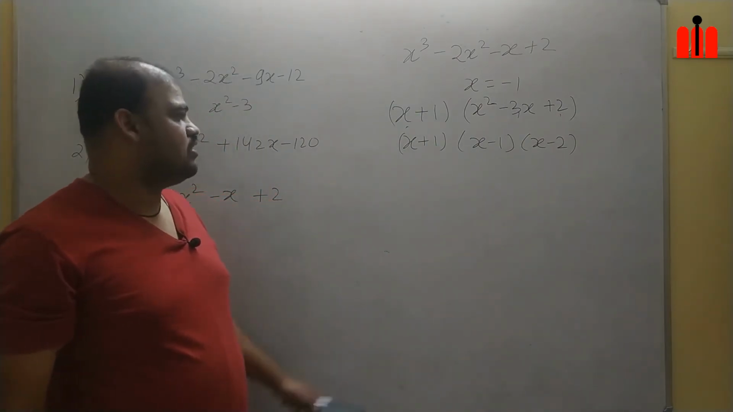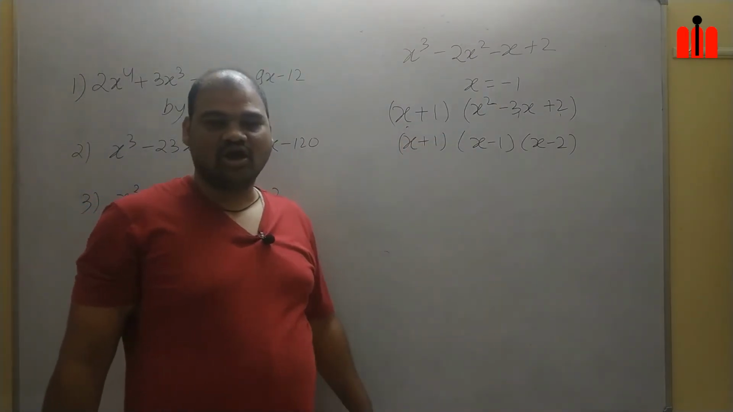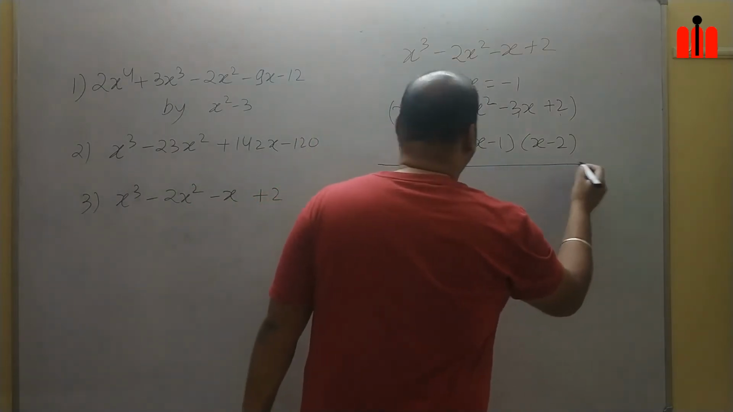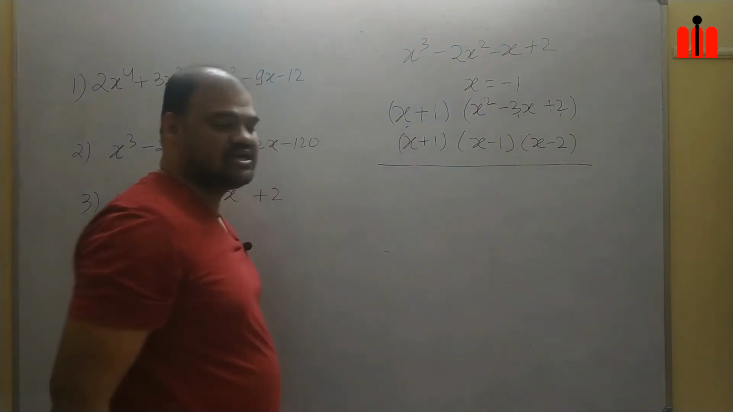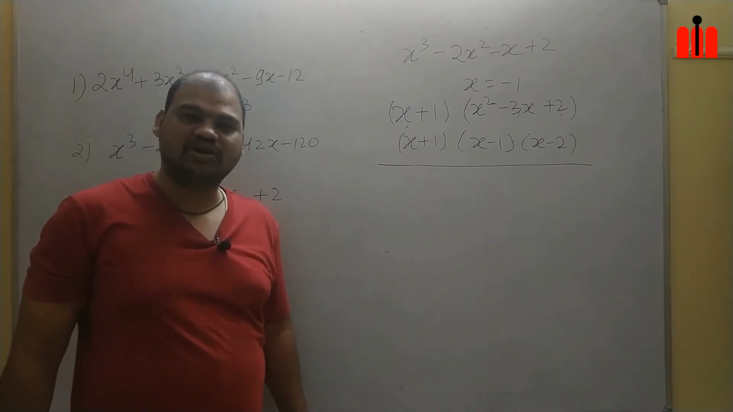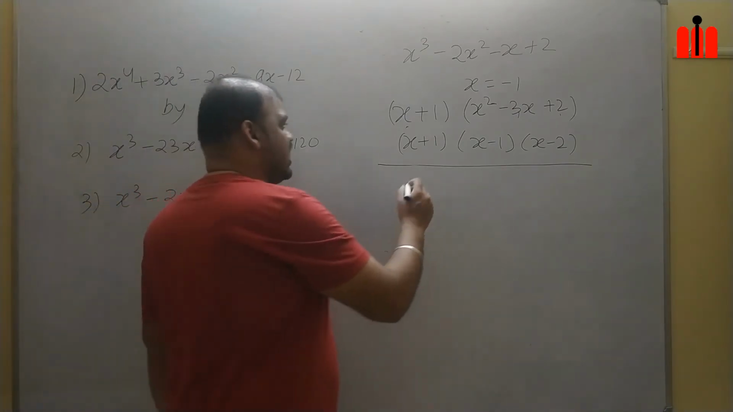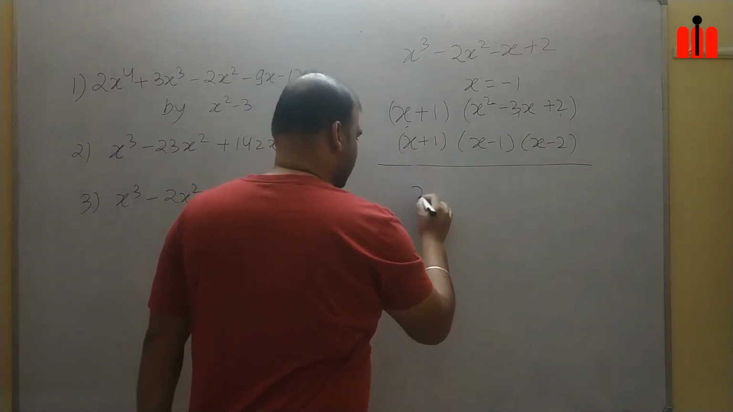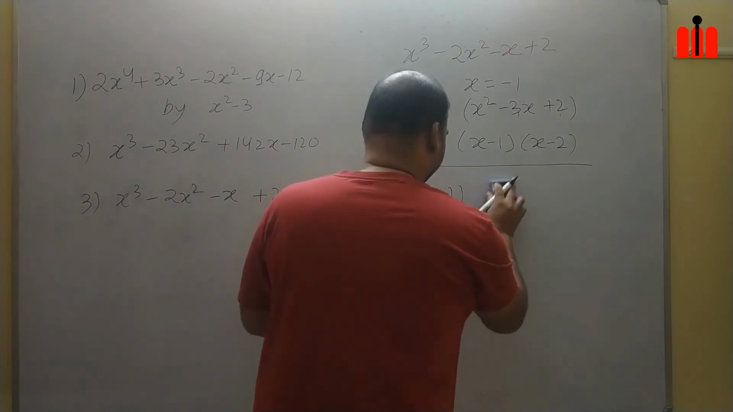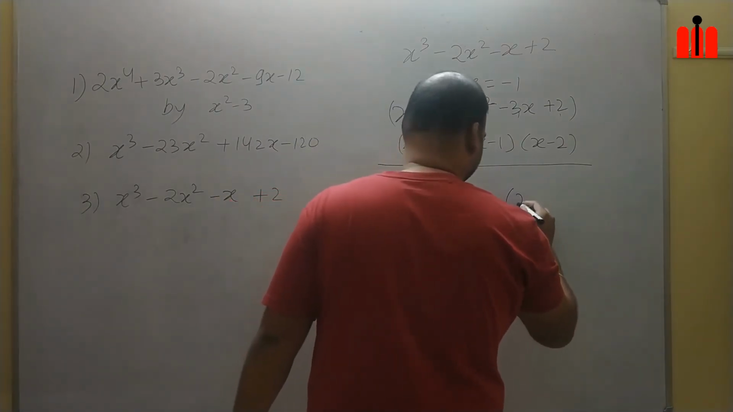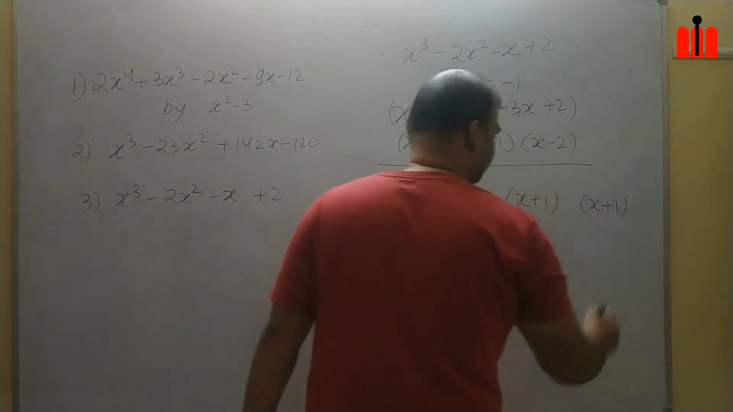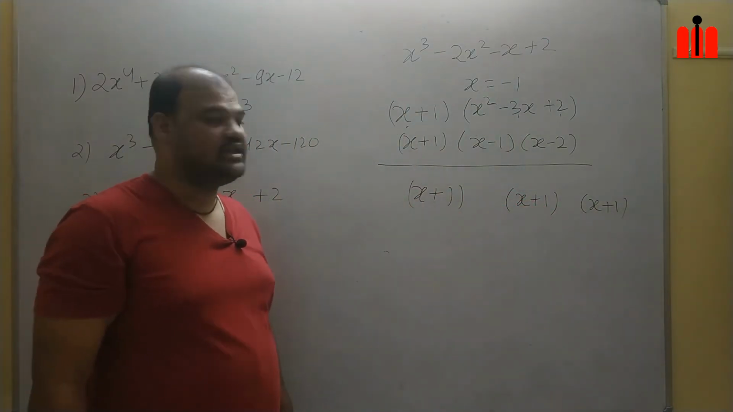Okay, now rather than solving like this, how to solve by the other method which I told, the easy one. Here you are getting x equal to minus 1 as 0. So what will be the factor? X plus 1 will be the factor. So x plus 1, here the power is 3. So write x plus 1 three times: x plus 1, x plus 1, and after that x plus 1. Okay, x plus 1 is written 3 times.